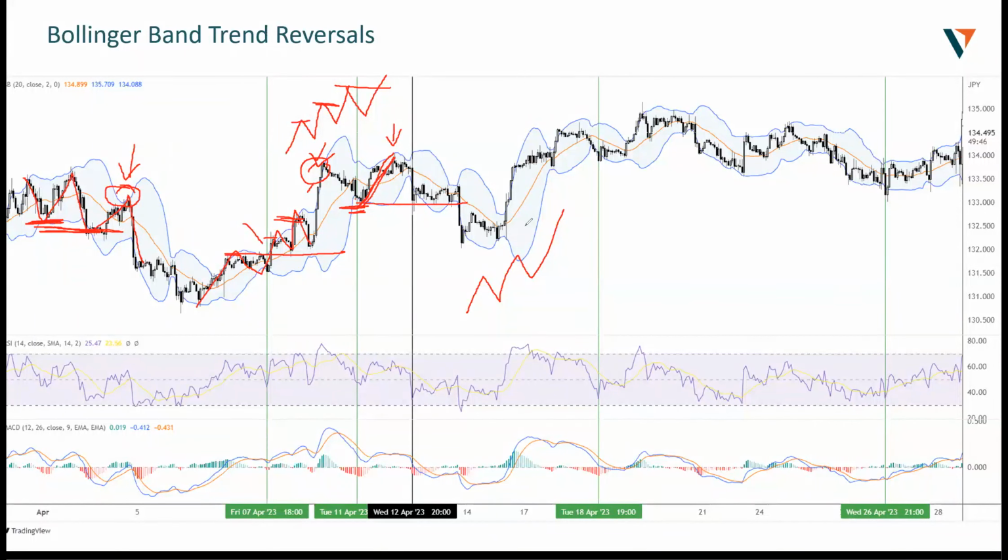Okay, so this is the general idea for Bollinger Bands. Of course, you can also combine them with other indicators. So in this example, we took a look at RSI and MACD.